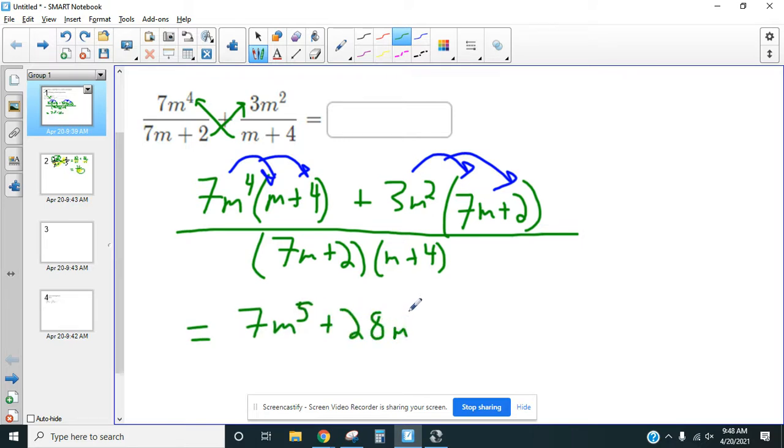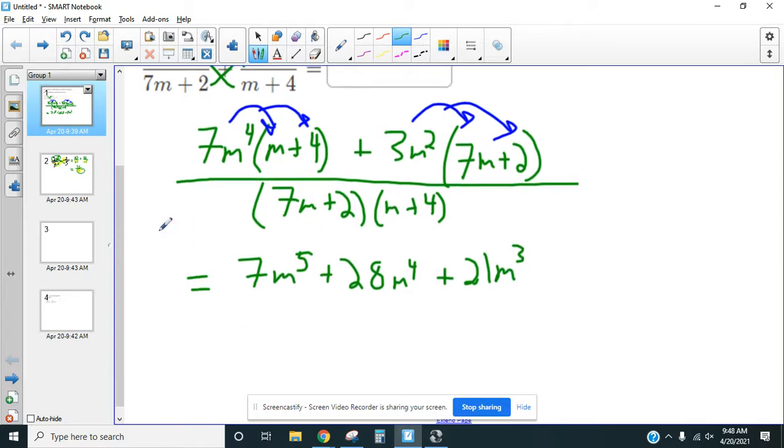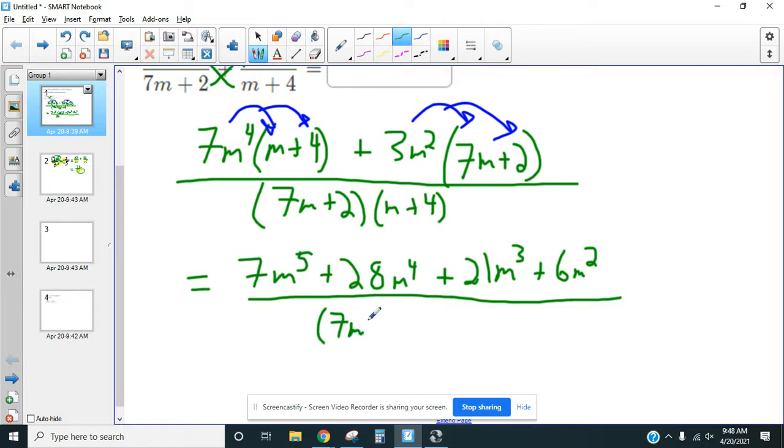Don't forget when we multiply like this, the first part becomes 7m to the 5th, right? We got to add 1 onto there. The second part, 21m to the 3rd plus 6m squared. All of that over the two denominators from the beginning. On all of these, you're going to end up with the two denominators on the bottom. And we don't even have to distribute or FOIL, whatever you want to call it. We can leave it like that.